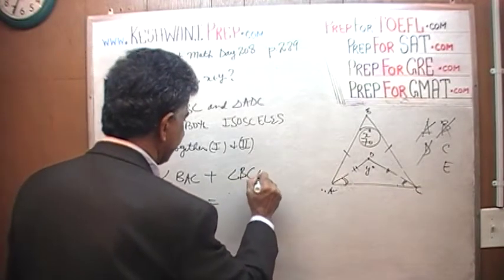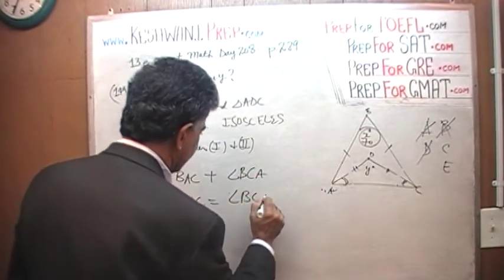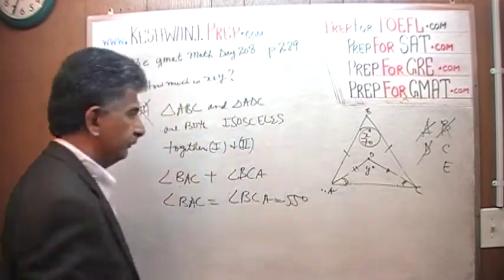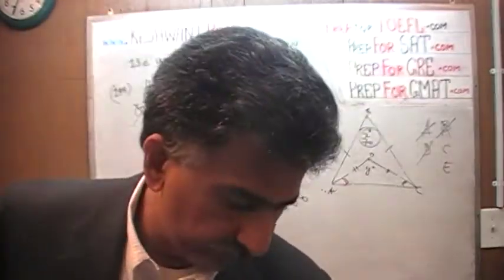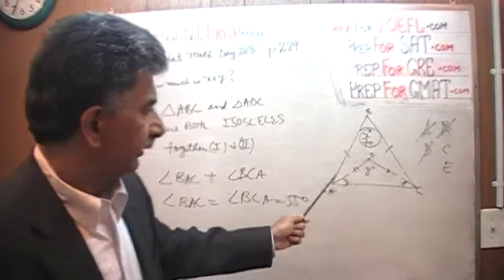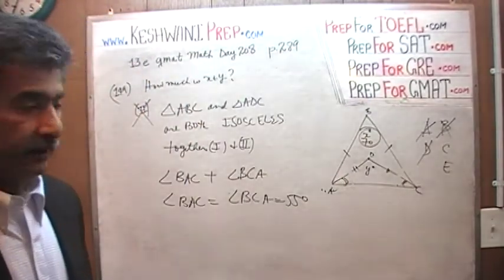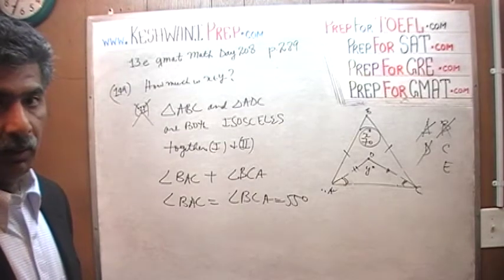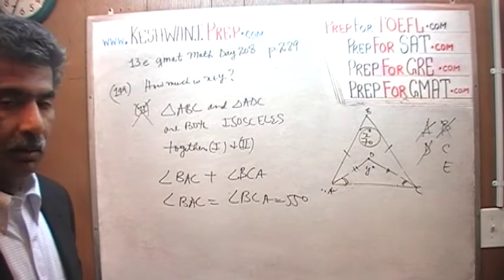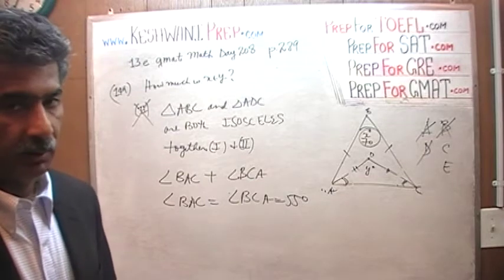Angle BCA, and they both are 55 degrees. They both are 55 degrees because 55 plus 55 will be 110, plus the 70 is going to be 180. But other than that, it really doesn't tell us anything at all about y. Nothing at all. Two statements together are also not going to get us anywhere.